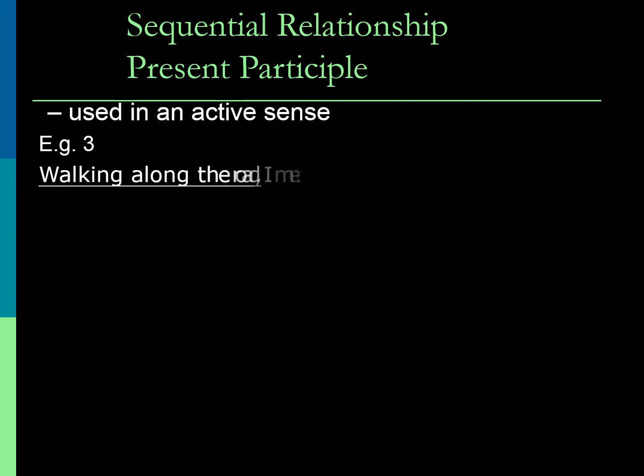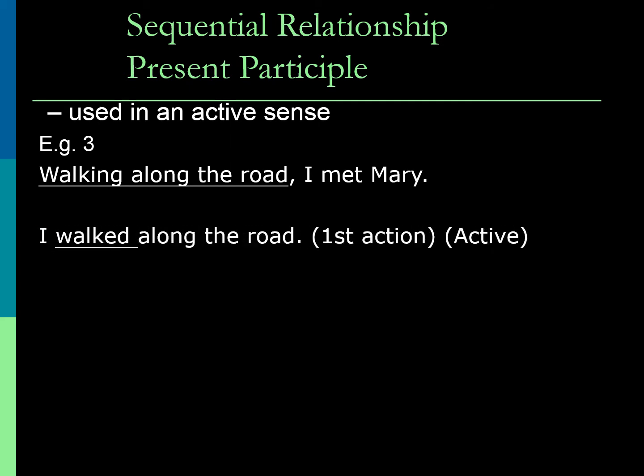Sequential relationship. Present participle. It is used in an active sense. In example 3, walking along the road, I met Mary. I walked along the road, that's the first action, and it is expressed in active voice. I met Mary, that's the second action.